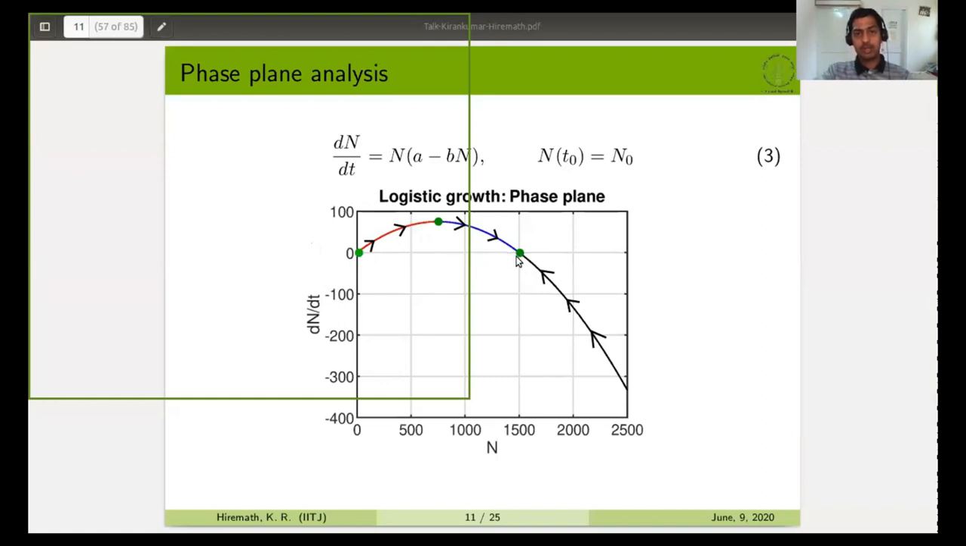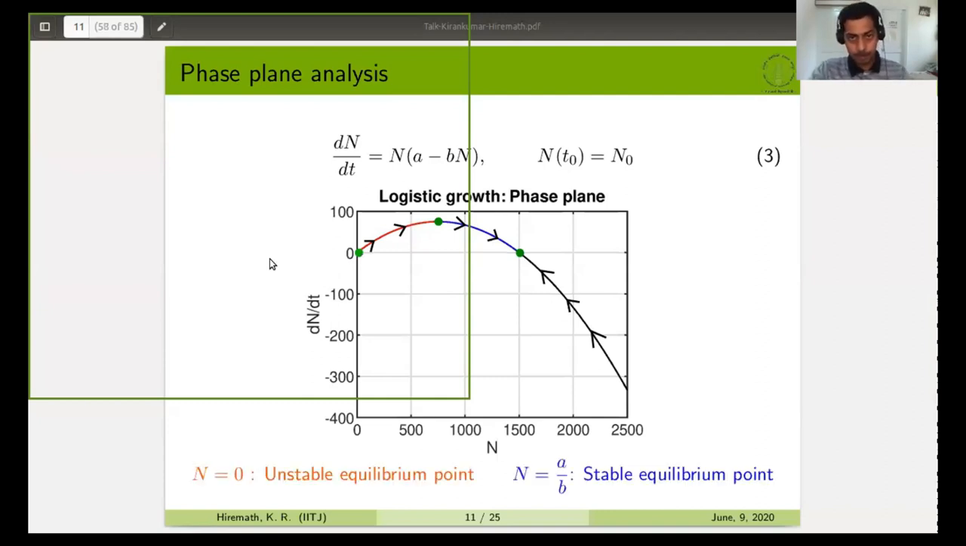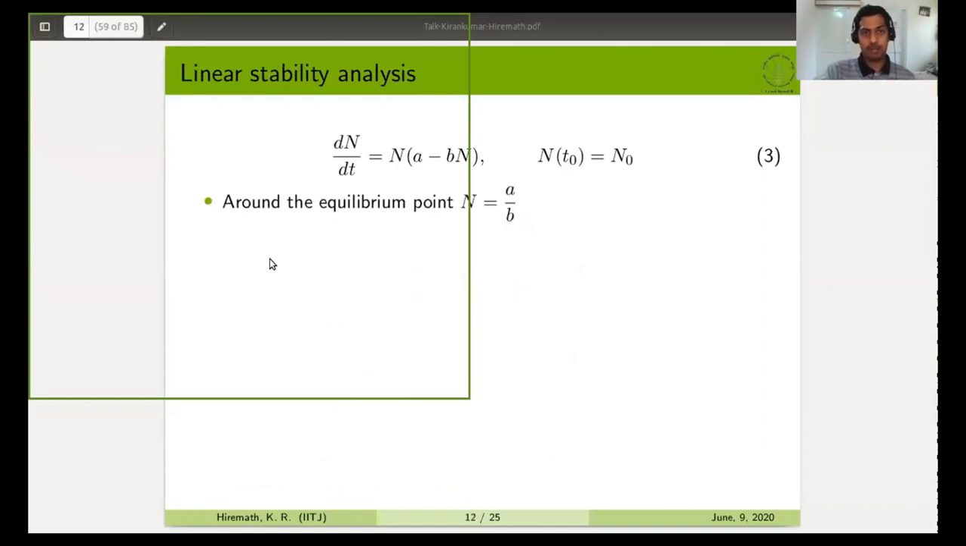These are the two equilibrium points of our system: N is equal to 0 and N is equal to 1500. At this 1500, if we perturb the system around it, the population comes back to this point. But if the population leaves N is equal to 0, it will just go on increasing. It will never come back to 0 and stay there. That's why we call N is equal to 0 an unstable equilibrium point, and N is equal to A by B a stable equilibrium point.